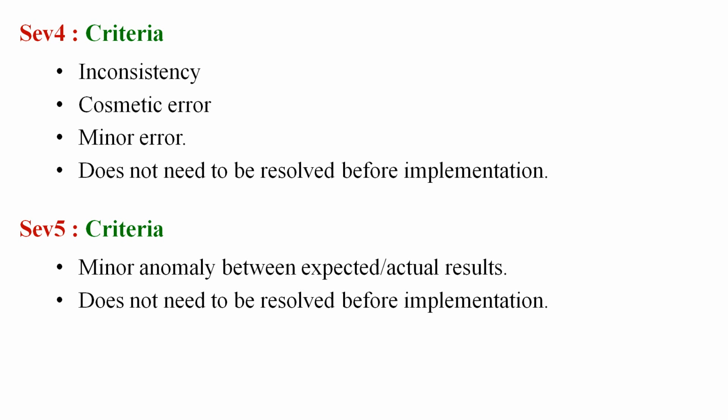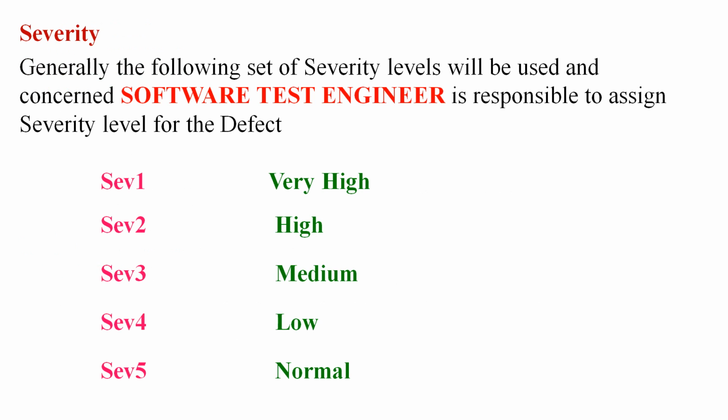Right? So, this is about the severity levels. Some companies and some managers may use Sev 1, Sev 2, Sev 3, Sev 4, Sev 5 as a group of severity levels. Some managers will use very high, high, medium, low, normal. Right? If Sev 1, it means the defect is a critical defect, and they have to fix it immediately.